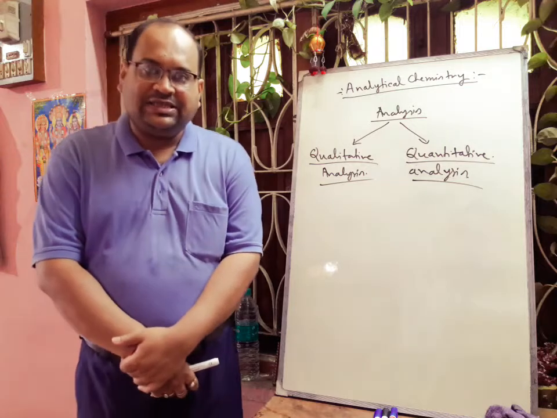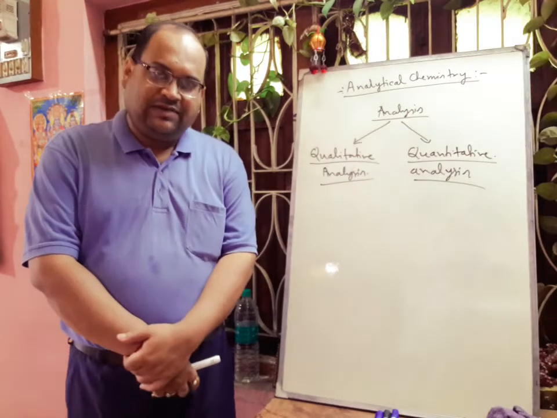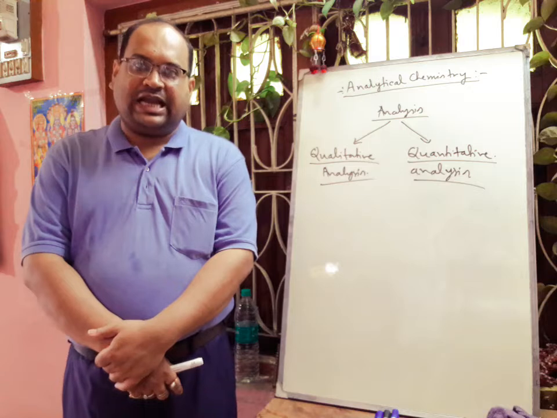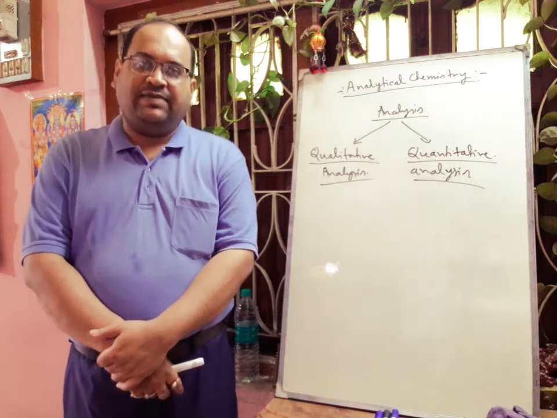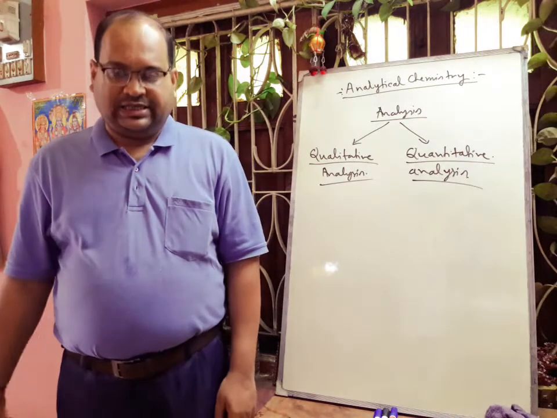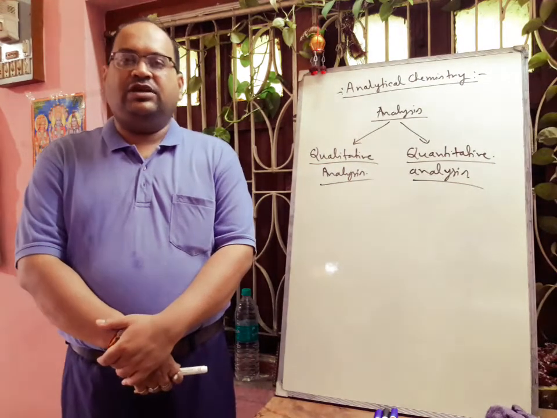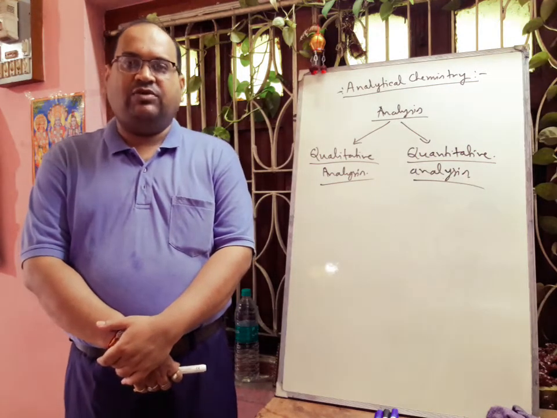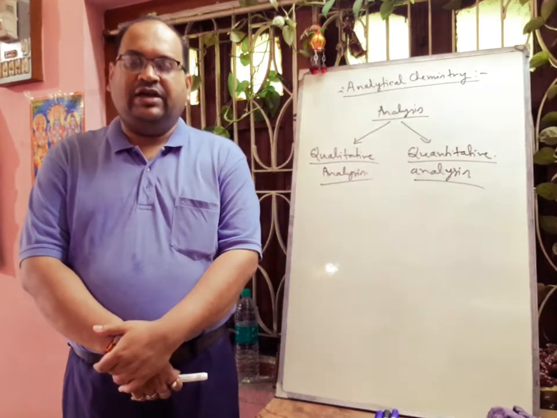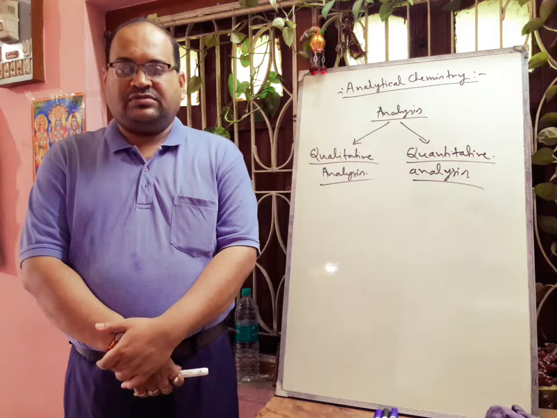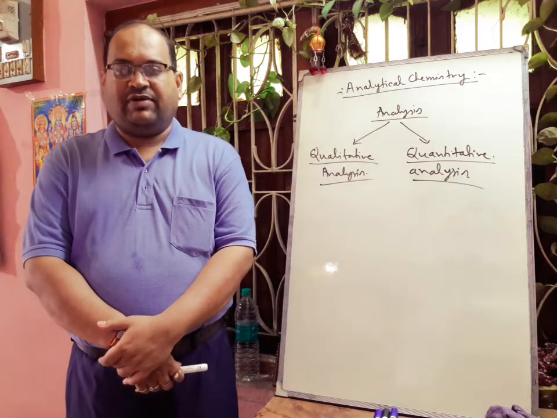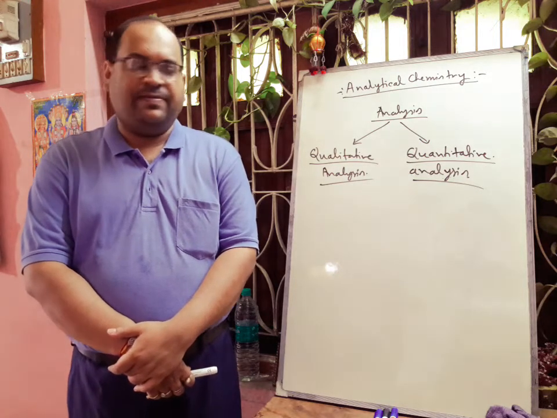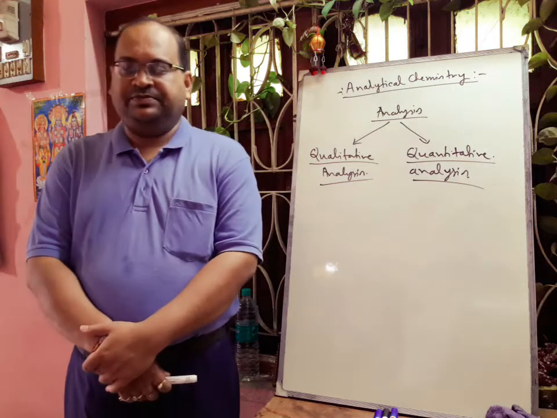Now analytical chemistry deals with qualitative as well as quantitative analysis. Qualitative analysis is carried out by performing some chemical tests with the help of reagents. Just now I told you how to detect Cl minus, Br minus, I minus ions, and how to detect sulfate or carbonate. If we add acid to a carbonate, there will be formation of carbon dioxide gas that turns lime water milky. So these are qualitative analysis.